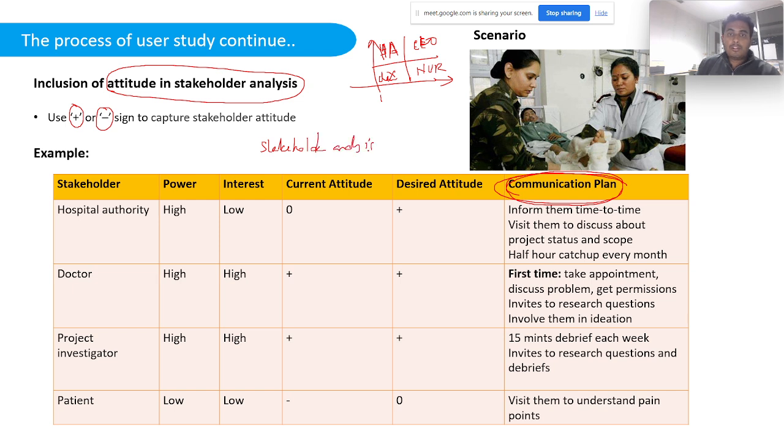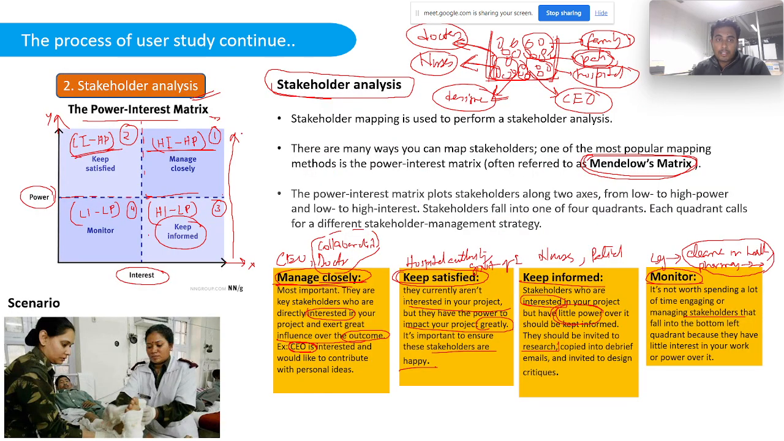So that's the importance of stakeholder analysis and the use of this particular Mendelow matrix, so that you come to know the right stakeholder whom you should be interviewing, whom you should be talking to, whom you should be observing to get the right information, and whom you should include in your project for future development and evaluation.